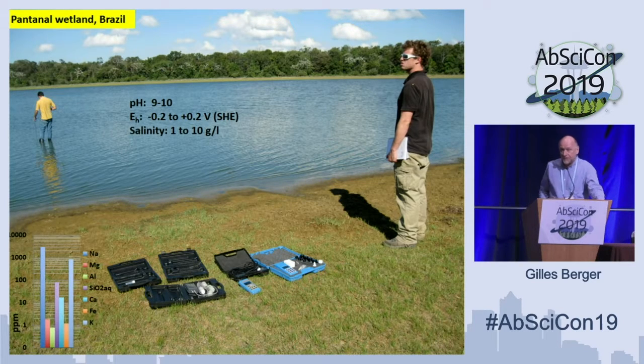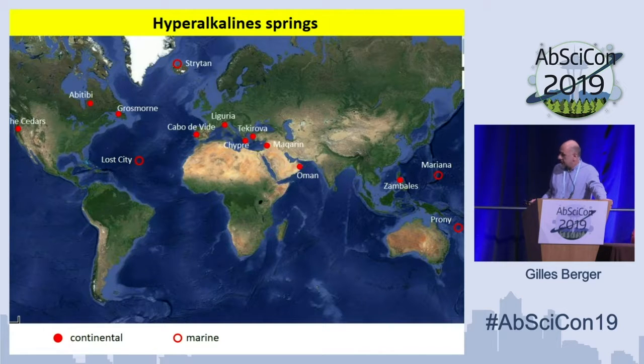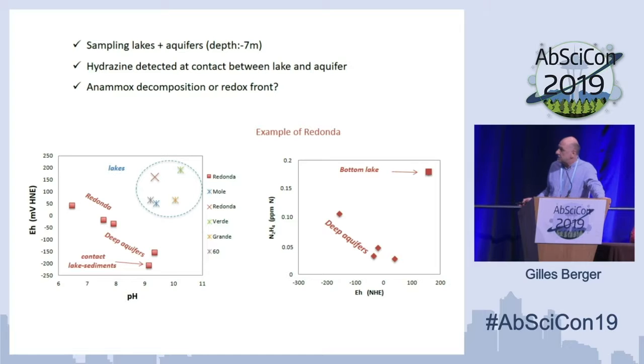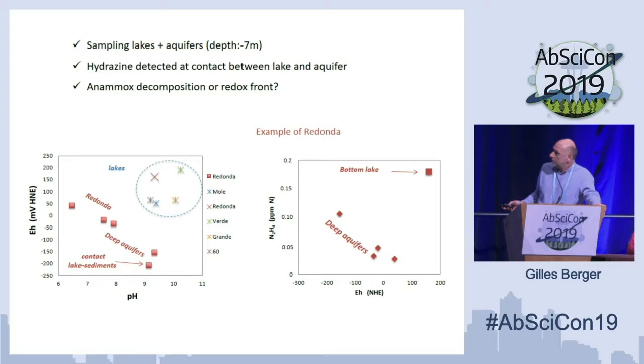Let's begin with the field data. We began our analysis 10 years ago in Pantanal, Brazil. This environment is characterized by numerous small lakes, saline and alkaline lakes, subjected to evaporation. And we monitored the aqueous chemistry, both in the lakes and also in deep aquifers from a piezometer. I reported here the pH data of the lakes and the aquifers, and we found hydrazine in some of the lakes.